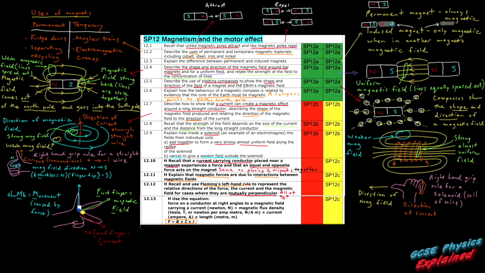Describe the use of plotting compasses to show the shape and direction of the field of a magnet and the Earth's magnetic field. So for the field around a magnet, what you basically do is just put plotting compasses all over the place. You can see I've strategically placed them to show that the field comes out of the North Pole and goes into the south. So these compasses here would show the shape and direction of a magnetic field.